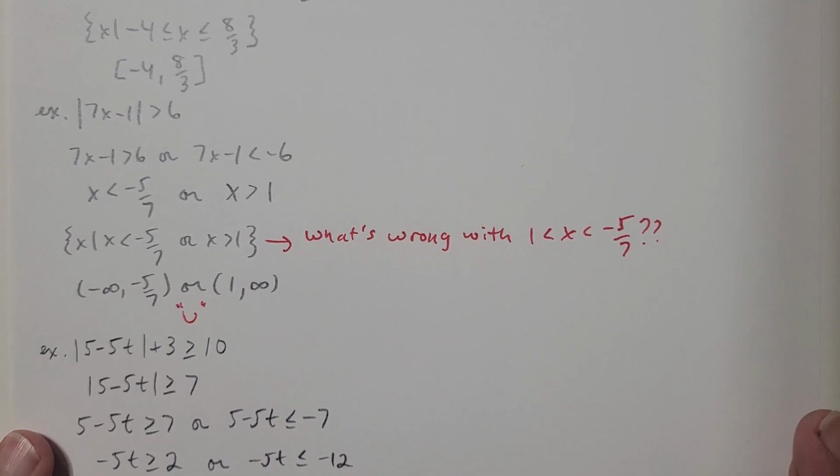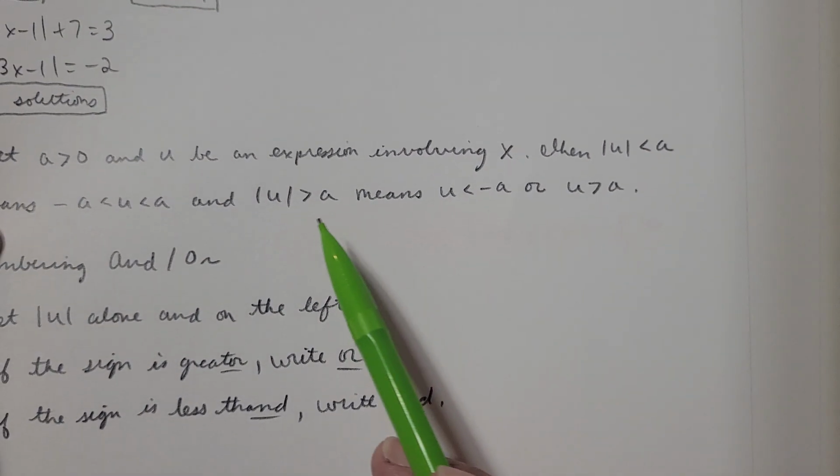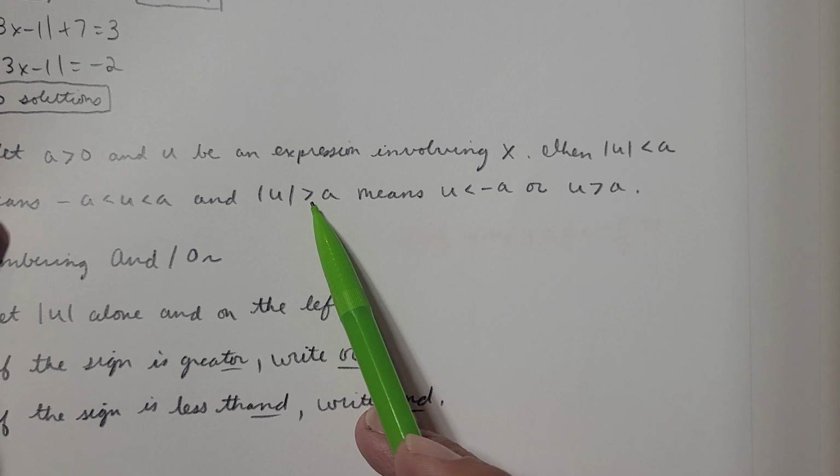Let's try another one here. Okay, so what if I wanted to solve the absolute value of 7x minus 1 greater than 6? All right, well, the absolute value expression is all alone and it's on the left. So I'm ready to apply the definition now for removing the absolute value bars. Now this is going to be an or statement, right? Because I've got a greater than sign.